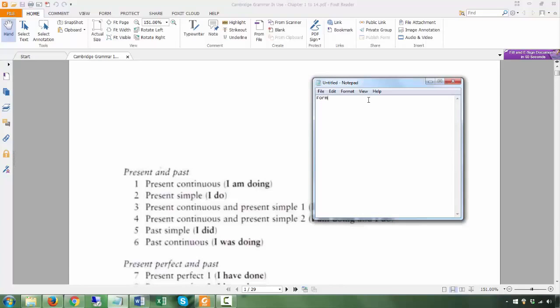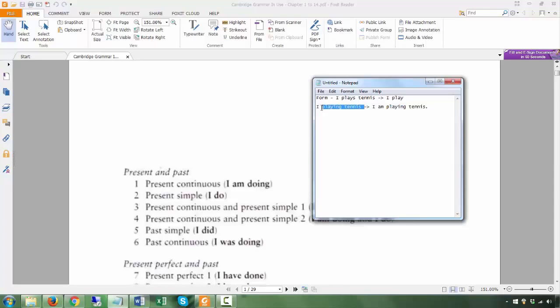First is the form, how to form it. For example, you do not say "I plays tennis." For present simple tense, it will be "I play." You don't have the S. And for present continuous tense, you don't just say "I playing tennis." You say "I am playing tennis." You need to include the be, which is an auxiliary verb, plus the verb with ing.